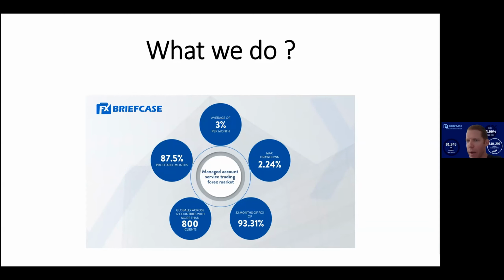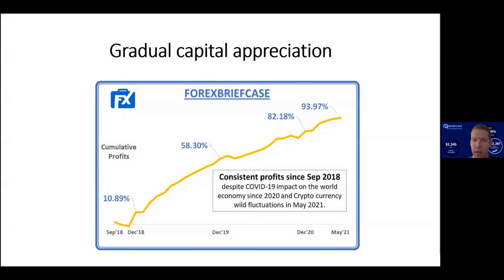And they think about taking advantage of high probability setups, and that shows with the 87.5% profitable months as well. Average return of 3% per month. We're over 95% up in, I think, around 35 or 36 months. And then we've got over 800 clients globally and 15 million under management. So I thought that really summarized things pretty nicely. I'll just go to the next slide.